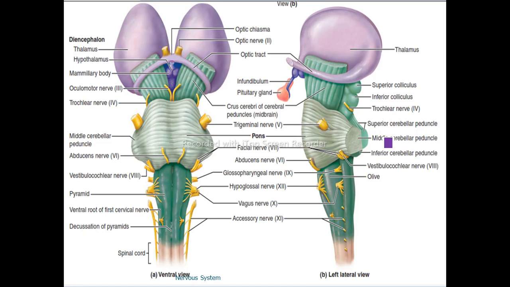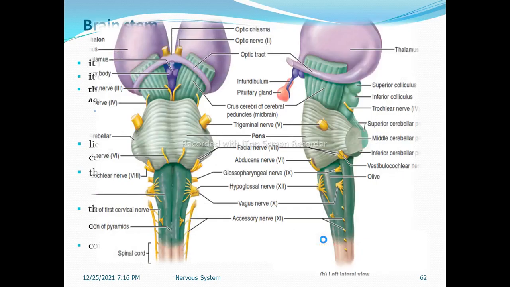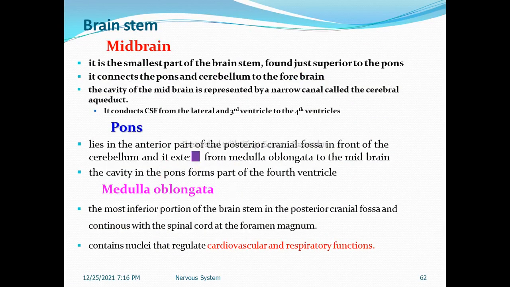They connect to the midbrain, pons, and medulla oblongata respectively. This is the inferior colliculus, this is the superior colliculus nucleus. This is the thalamus. This is the olive area of the medulla oblongata. So this is all about the brainstem visualization.